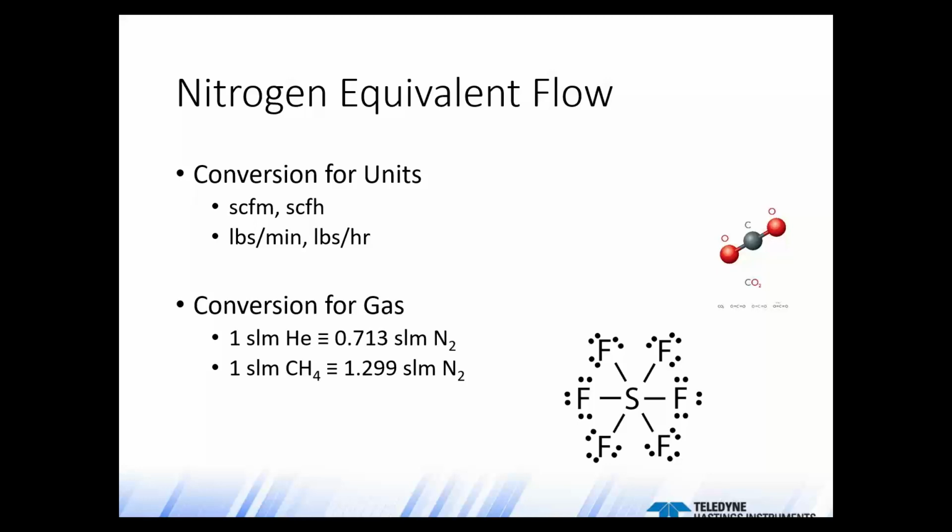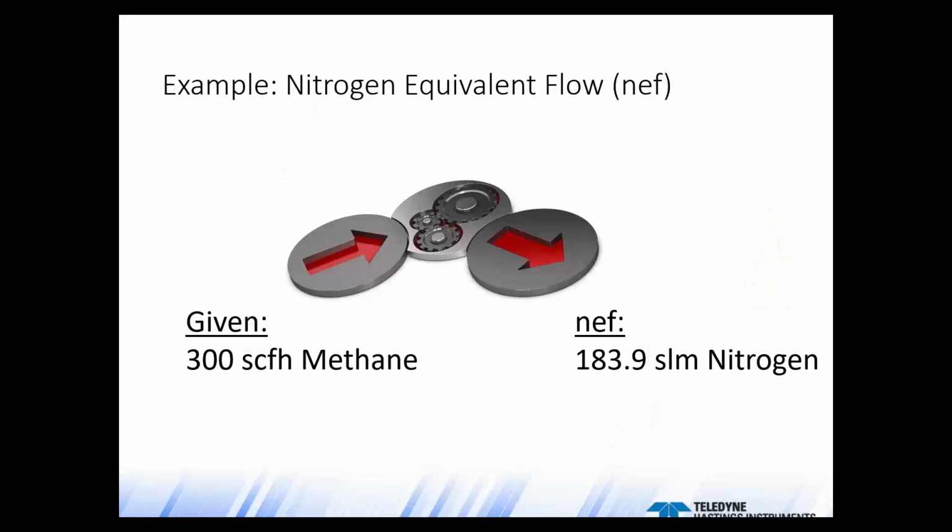While we're not going to get into reference conditions for standardized flow rates, also known as STP, at least not for this webinar, we are going to need two things to determine the nitrogen equivalent flow in standard liters per minute. First, if we're working in units other than SLM, we're going to need a conversion for the units, say, to go from standard cubic feet per minute, or SCFM, or standard cubic feet per hour, SCFH. The other thing we're going to need is the gas conversion factor.